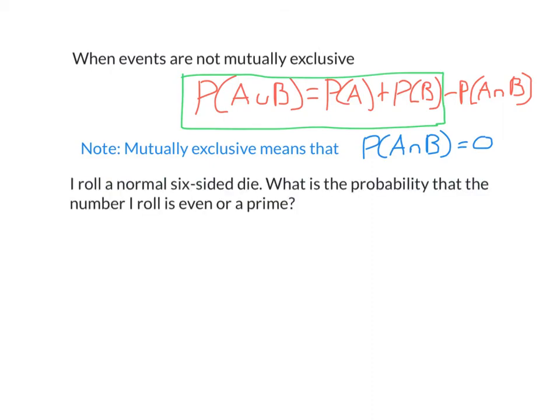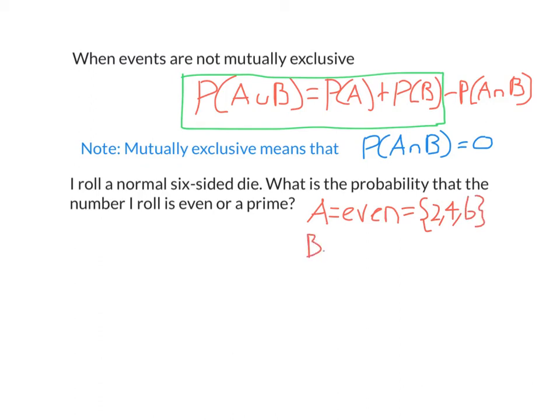So let's look at this example here. Roll a normal 6-sided die. What is the probability that the number I roll is even or a prime? So let's let A be the set of all even numbers. If I roll a normal 6-sided die, then I could get, as an even number, 2, 4, or 6. They are the possibilities for me getting an even number.